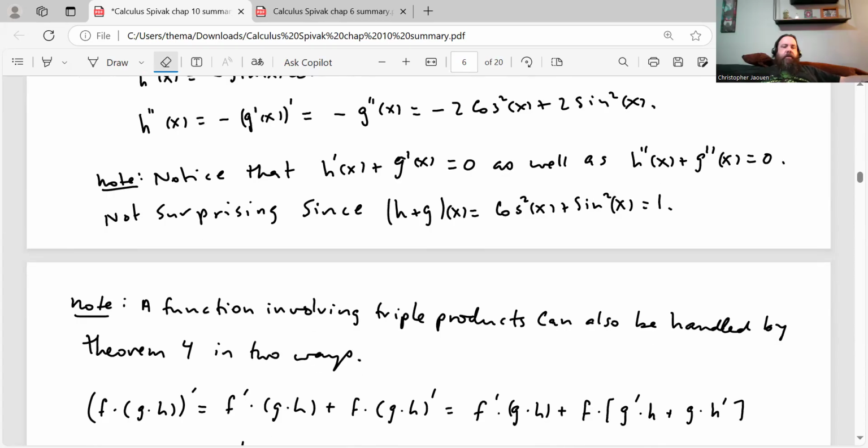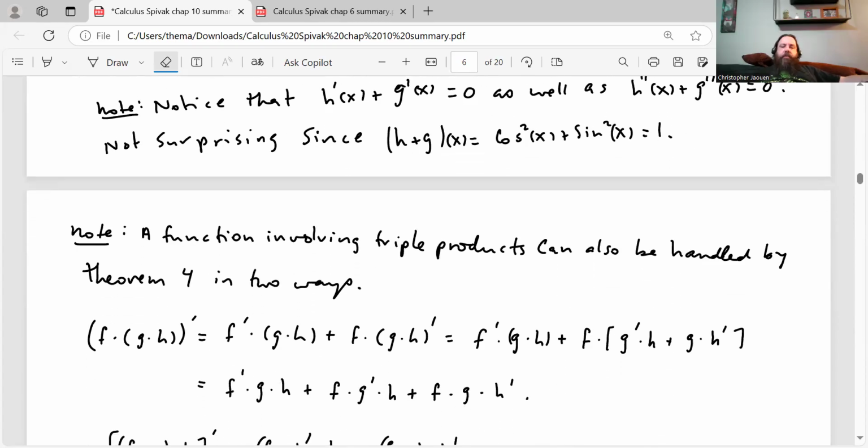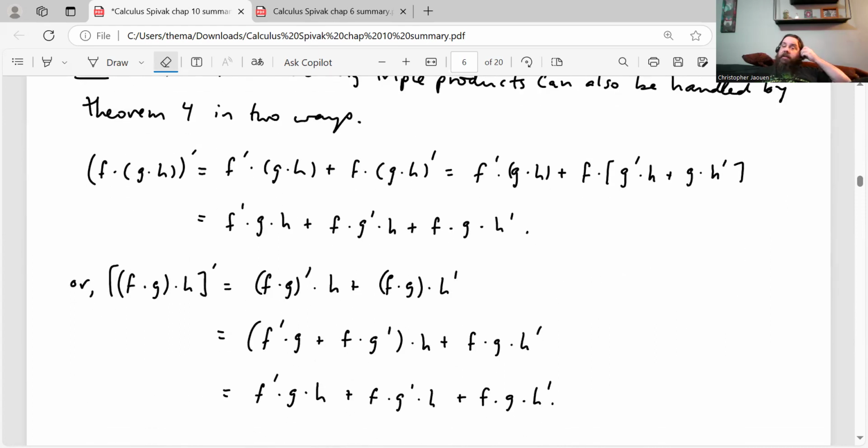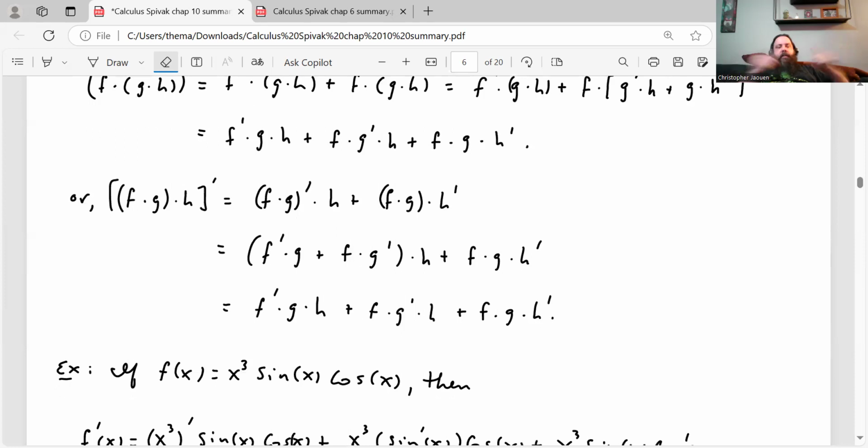Another note: a function involving triple products can also be handled by theorem 4 in two ways, using associativity. So (f times g times h) prime. If you notice, you get this nice symmetric formula for the derivative of the product here. You take the derivative of f times g times h, plus f times the derivative of g times h, plus f times g times the derivative of h. And you get the same thing if you associate the other way.